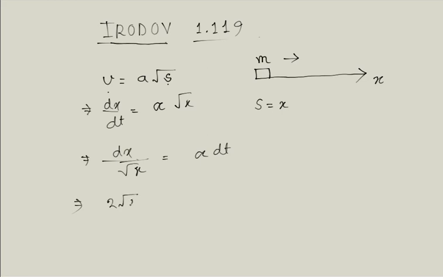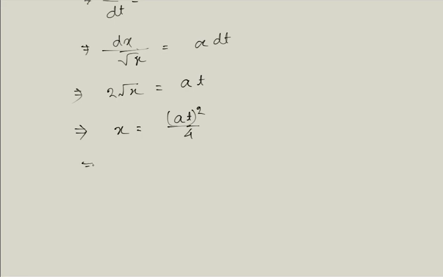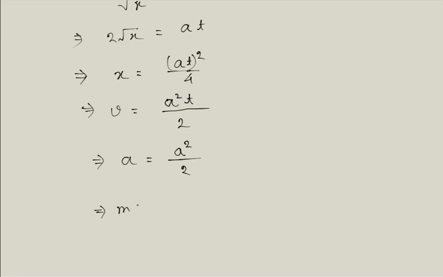Integrating on both sides, we can now write x as a function of time. From that we will get velocity as a function of t as a square t by 2. We will get acceleration as a function of t as a square by 2, and the force will be ma, that is, the force is equal to ma square by 2.